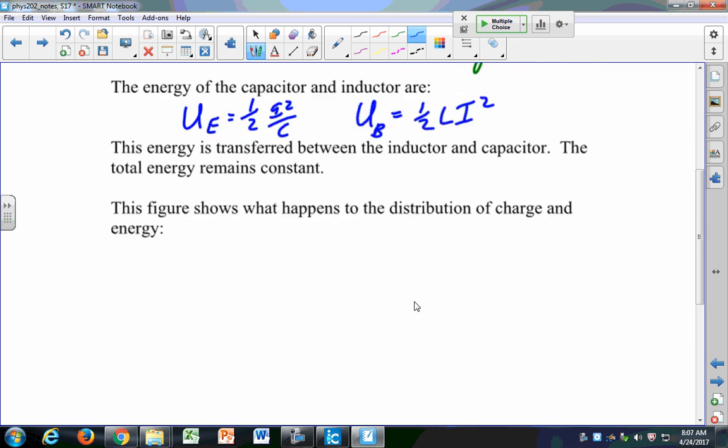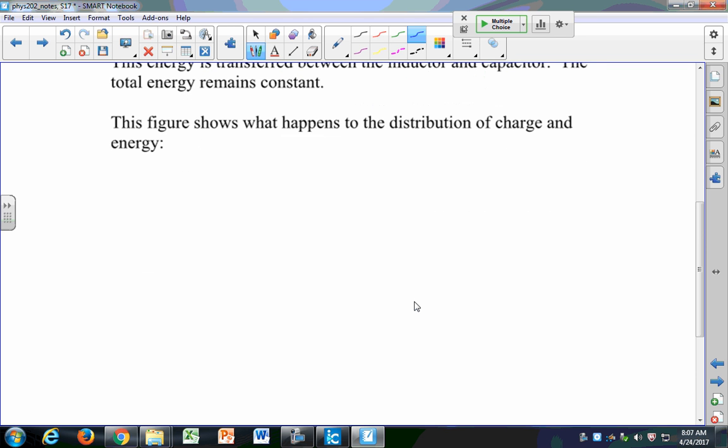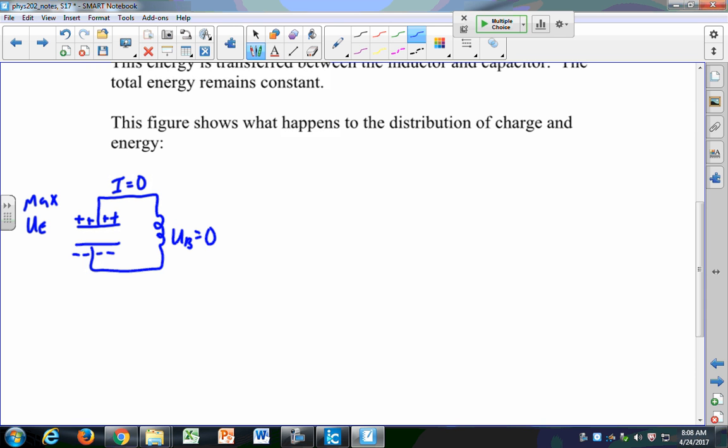All right, so you can think of it sort of like this. Let's say that we have a circuit. It's an LC circuit. Initially, my capacitor is fully charged, so I have all my charges over here. So UE is at its maximum value. There is no current, because all those charges are on the capacitor, and I have a magnetic energy that's equal to zero. So there's zero energy in that inductor because there is no current. All those charges are on the capacitor.